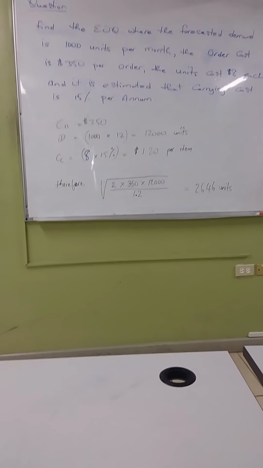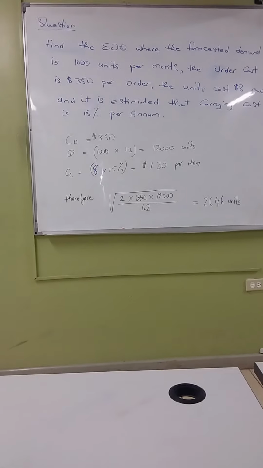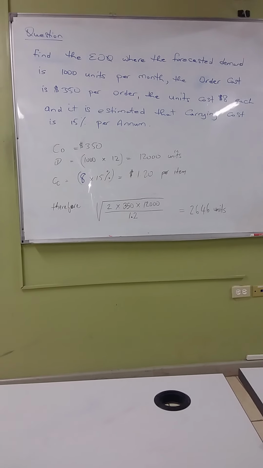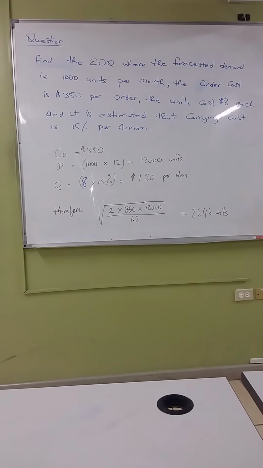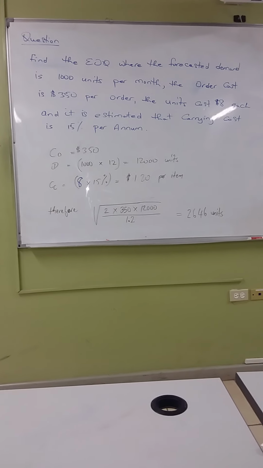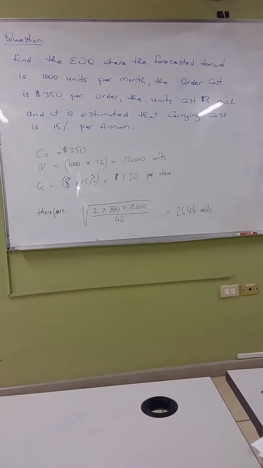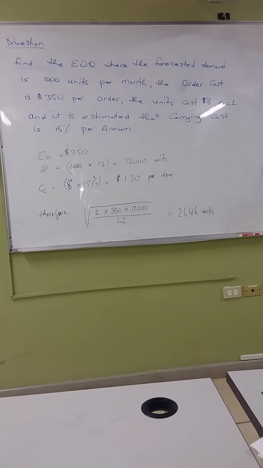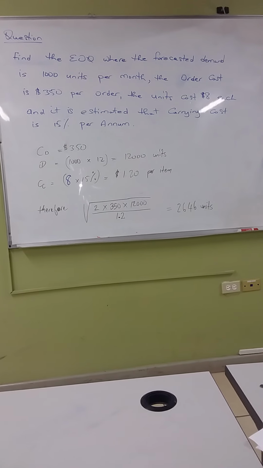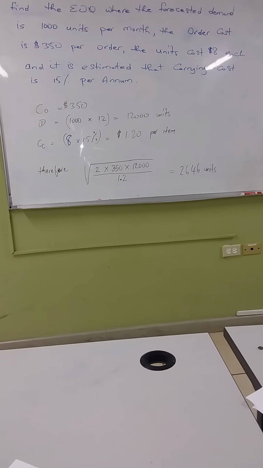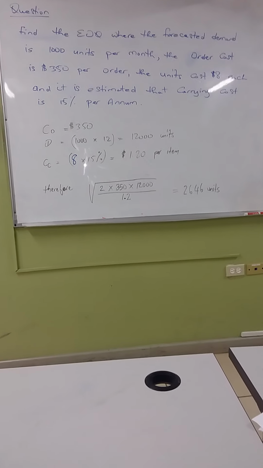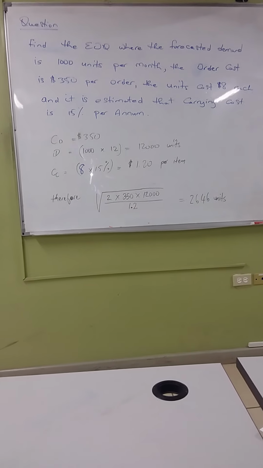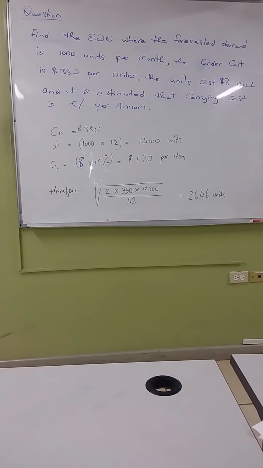So the formula would be the square root of 2, multiplied by your ordering cost, in this case $350, which is your CO, multiplied by D, which is your annual demand, 12,000, divided by your CC, your carrying cost, which is the 8 multiplied by the 15%, and that gives you $1.20. So divide it by $1.20.